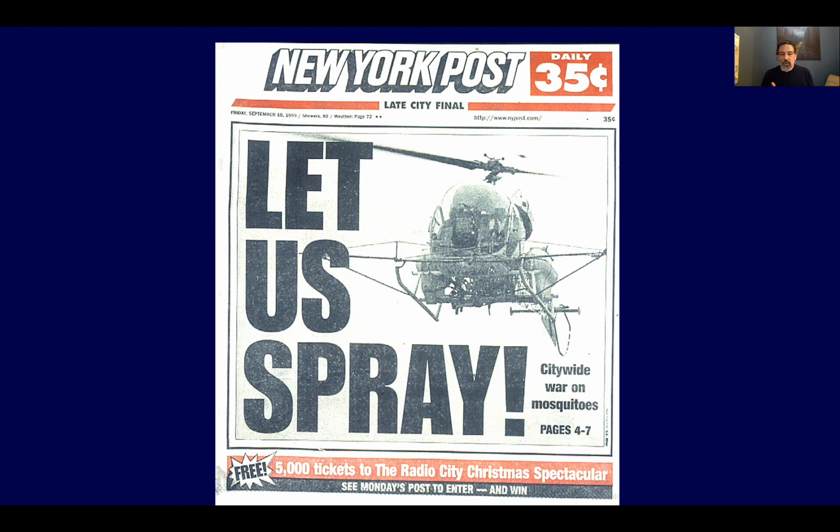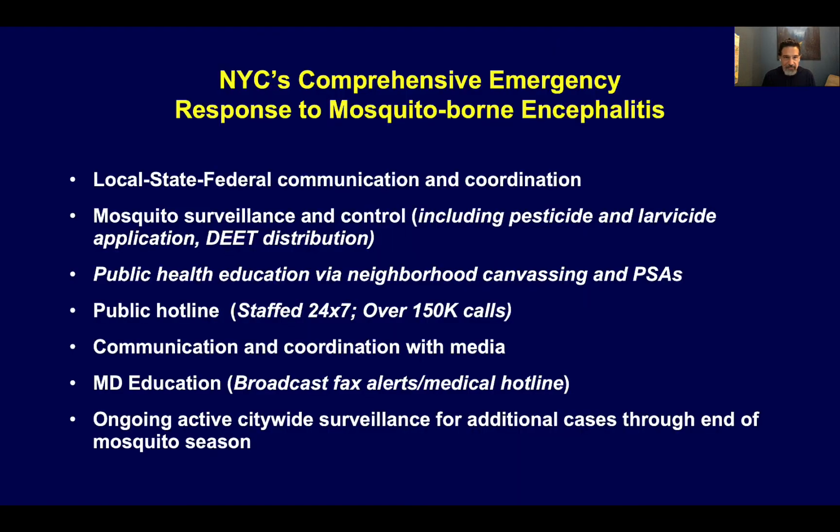So even before we knew that West Nile was the ultimate etiological agent, since transmission was linked to mosquitoes, a massive adult mosquito control campaign was begun in northern Queens, and eventually the entire city was sprayed with pesticide. The response, the public health response, was comprehensive and really unprecedented. As far as outbreak responses go at that time, it required coordination across the local, state, and federal jurisdictions.